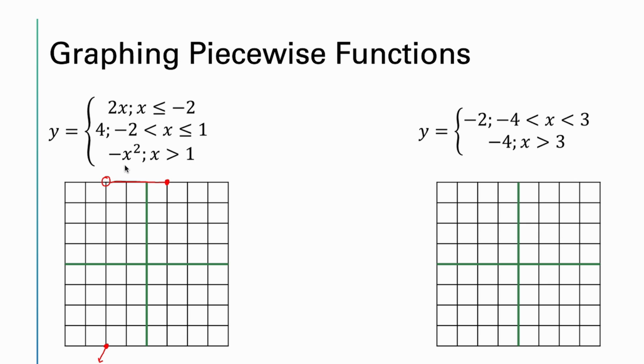And now the last one, -x squared if x is greater than 1. Okay, let's plug in 1 into this rule. So 1 squared is equal to 1 times the negative is -1. So we put it at 1, -1. And again, there's no dash here, so it's an open dot. But this can be very confusing to graph without a table, so let's make a table and plot some points.